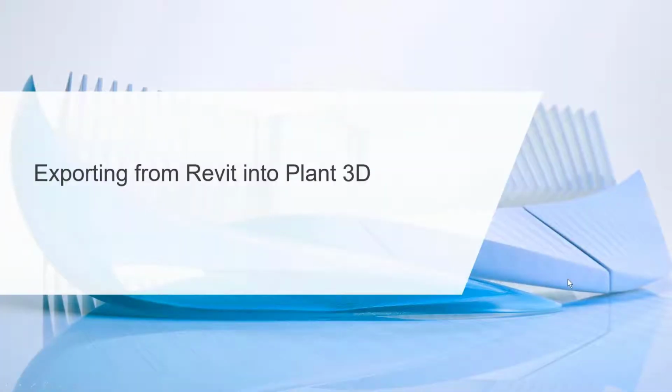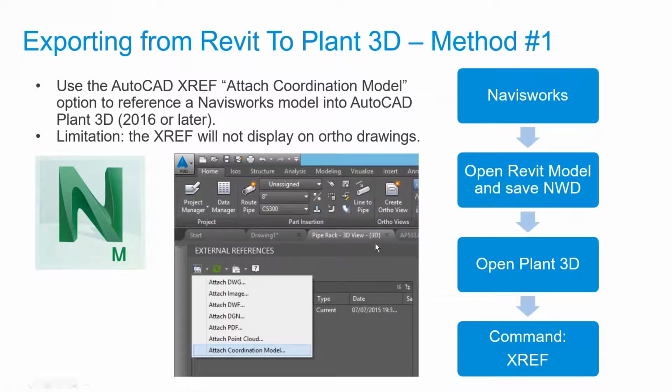Going into the other method, going out of Revit into Plant 3D, there's a couple of ways to do this as well. The first one that we've tested and seen is around the coordination models. So basically, you're going to be using it sort of like how you do it with XREF in AutoCAD. You would create your models from Revit into Navisworks and get that set up as an NWD, and then you can go into the attach coordination model from the XREF command and just bring that in.